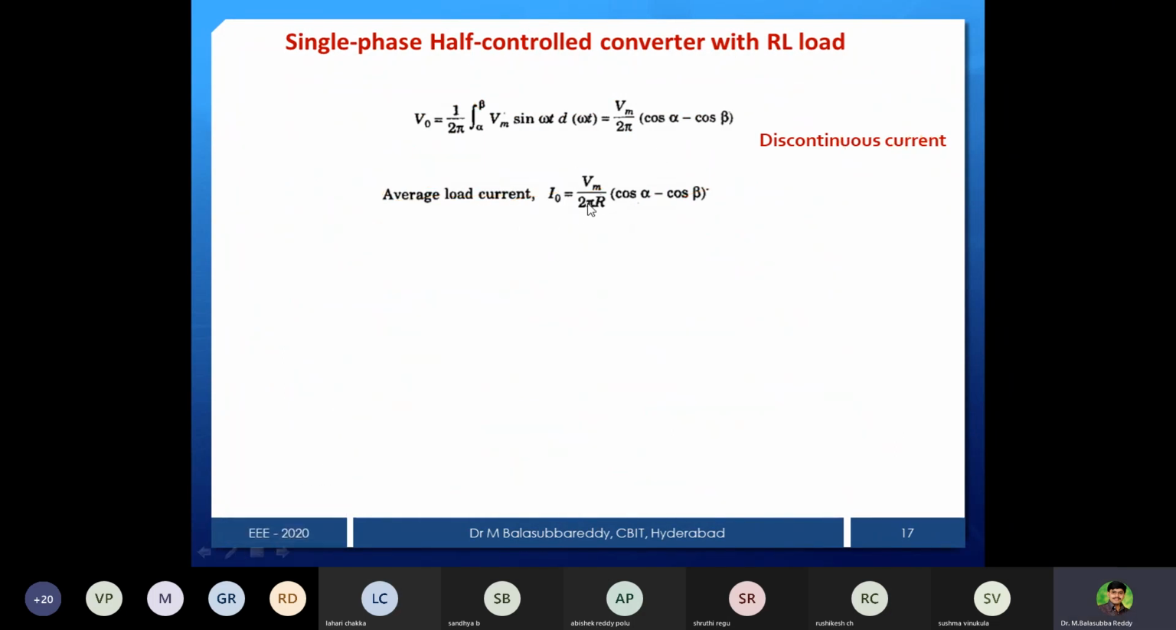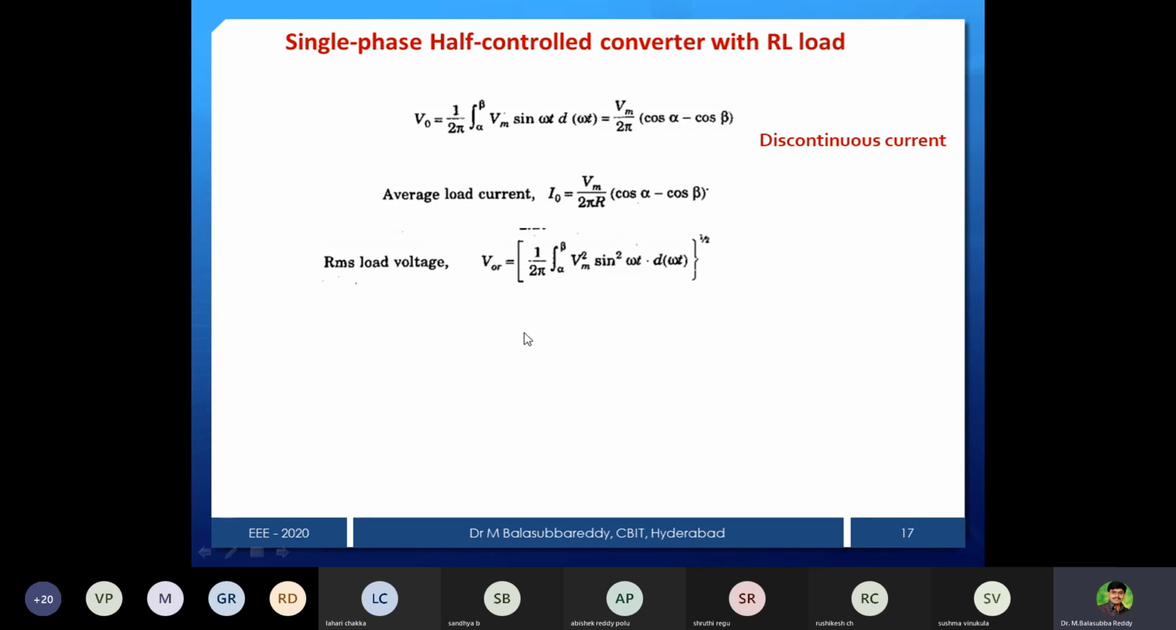So we derived the voltage expression, and this is the current expression. As usual, this divided by R will give the average current or load current. Now RMS means the same: take the average expression, square it, raise to the power 1 by 2, and that will give the RMS.